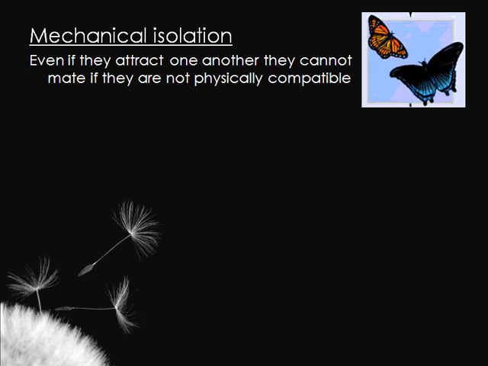All right, the next one is mechanical isolation. So even if they are attracted to one another and they see each other as a viable mate, they're not physically compatible. So tab A does not fit in slot B. It just doesn't work. Not that physical ability to produce offspring.